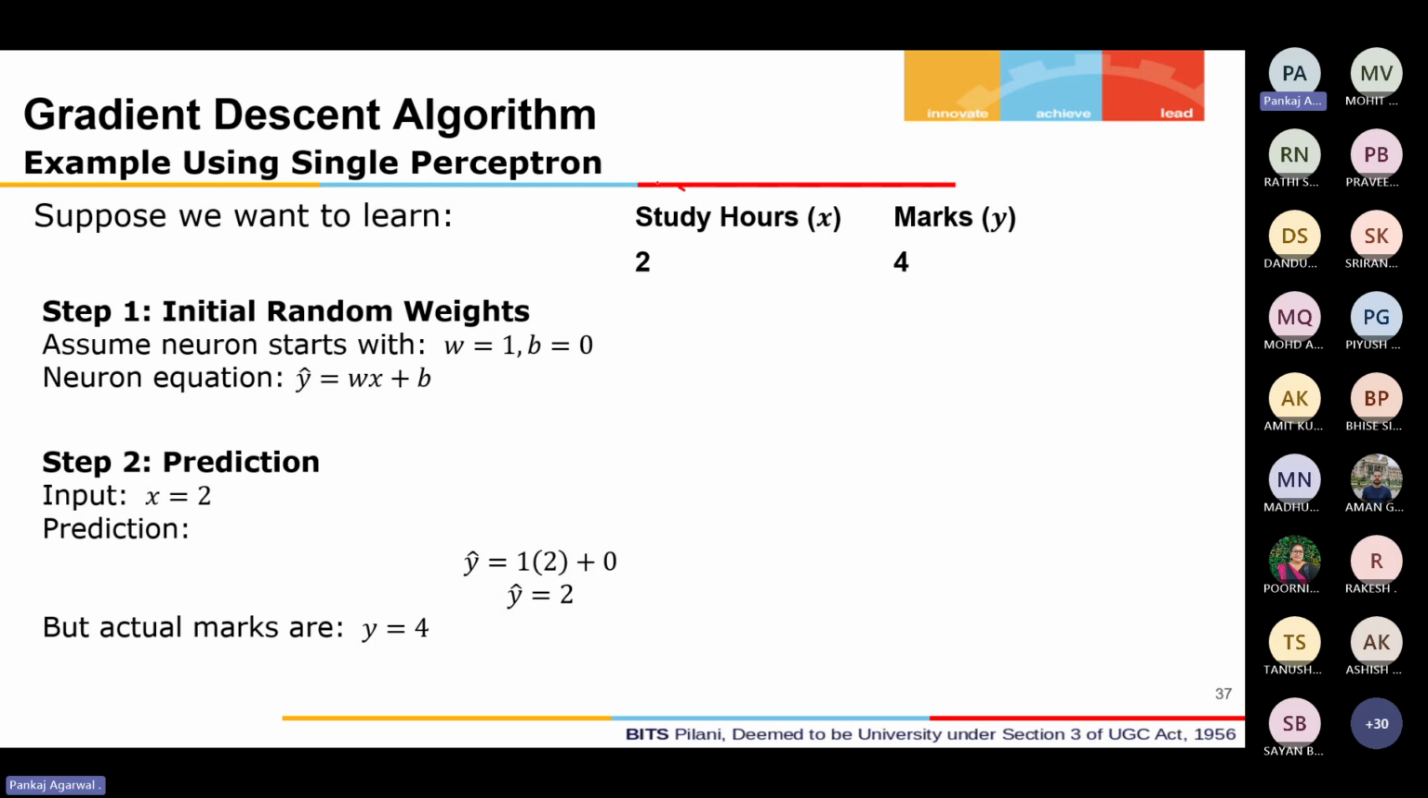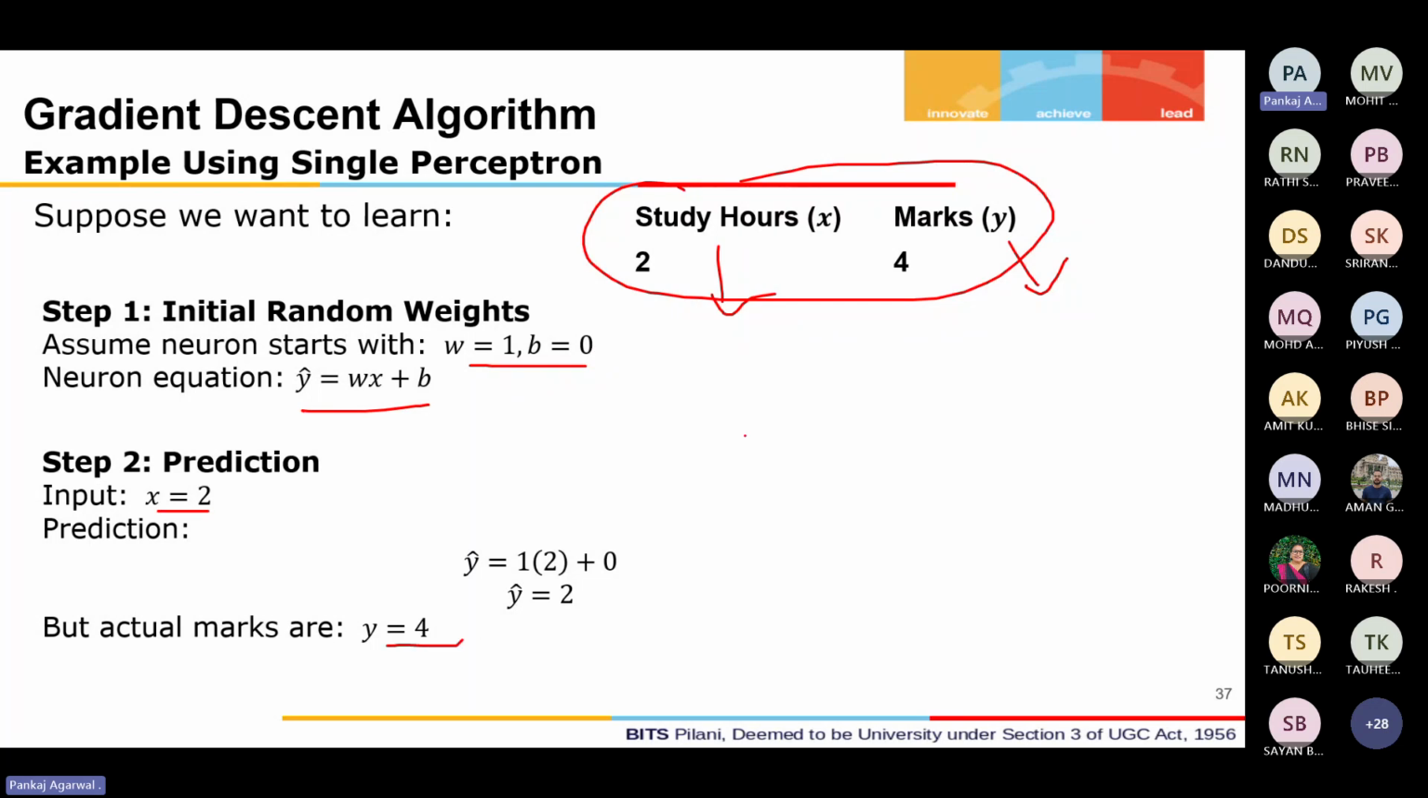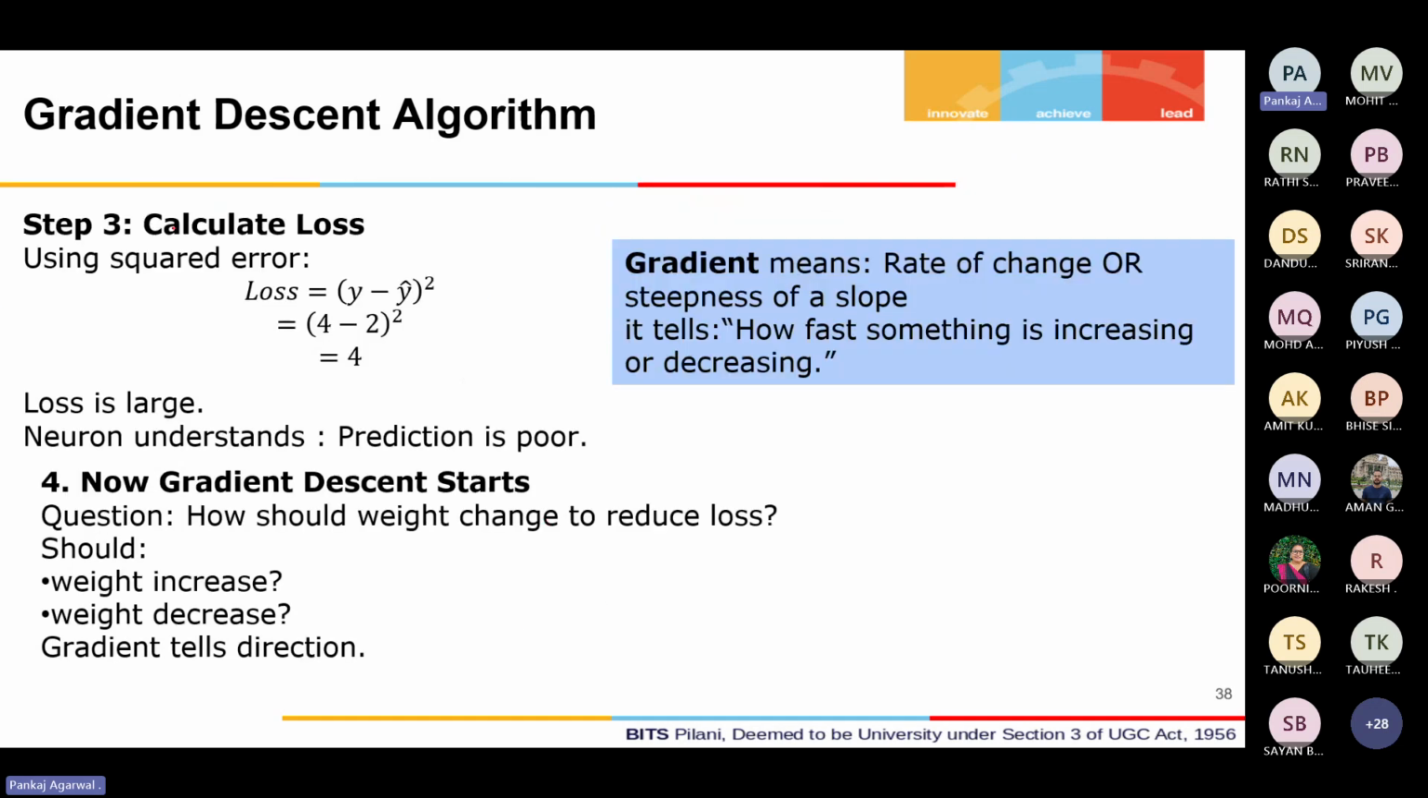So suppose I have simple data, right? I have this particular data X, and suppose this is Y. Based on the hours of study, I want to predict the marks, right? So how would I start? Everyone knows it, I have to start with random weights and model this through a single neuron, right? So this is a simple equation, and the input over here is suppose 2, and the actual marks over here are 4, right? And what we predict over here is suppose 2 in this particular example, right? No rocket science, right? Then I have calculated the squared error, which becomes 4, so the loss is large. So the neuron understands the prediction is poor, obviously, right?